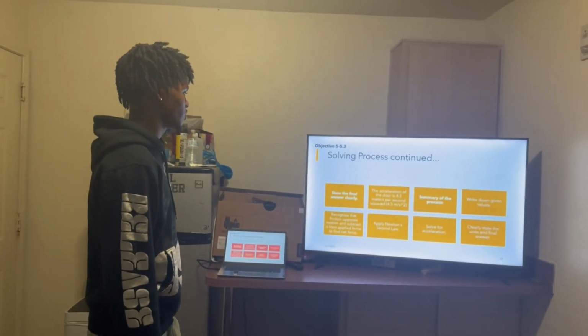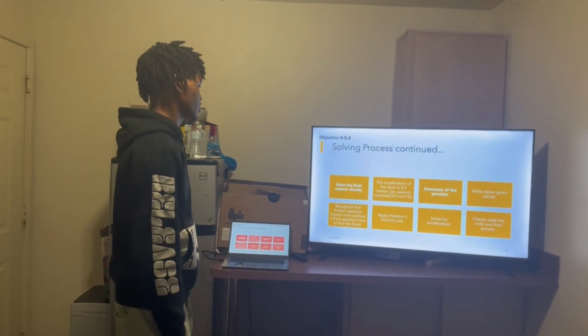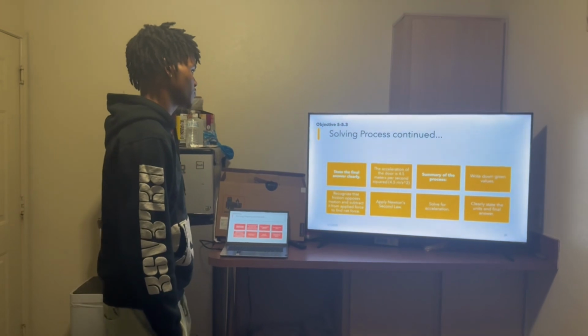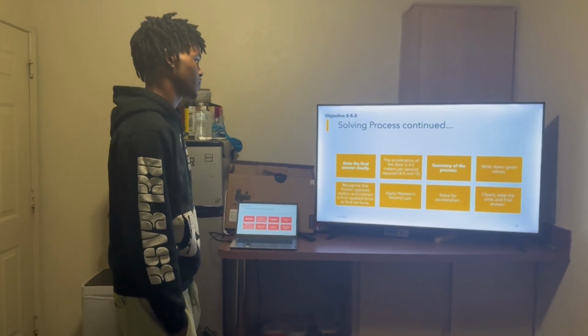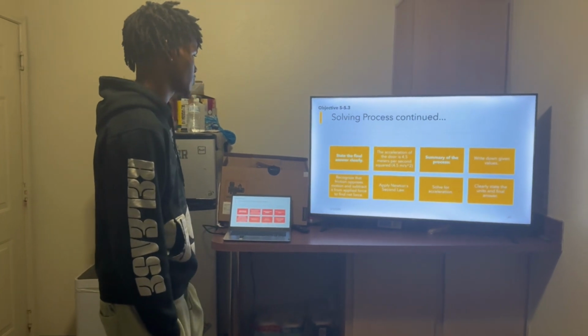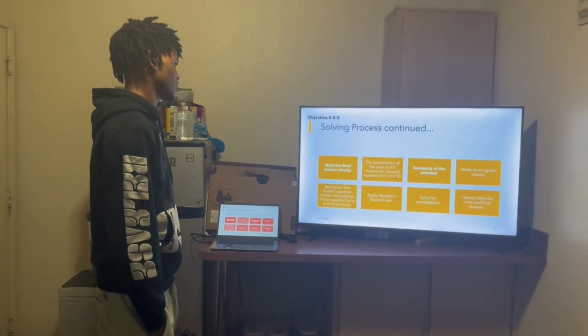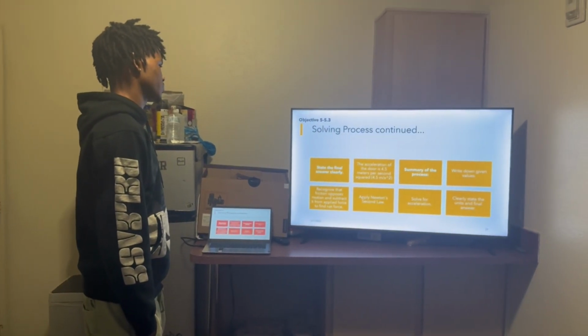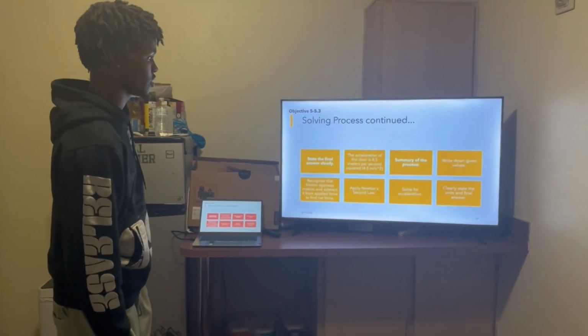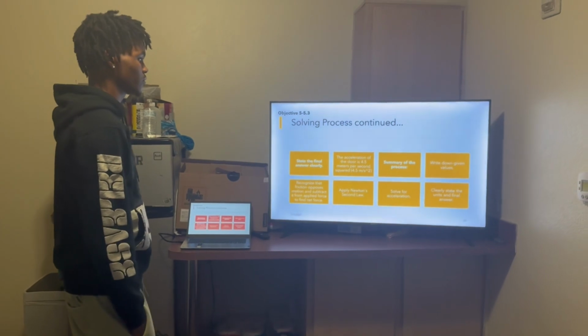Solving process continued. State the final answer clearly. The acceleration of the door is 4.5 meters per second squared. Summary of the process. Write down given values. Recognize that friction opposes motion and subtract it from applied force to find the net force. Apply Newton's second law. Solve for acceleration. Clearly state the units and final answer.